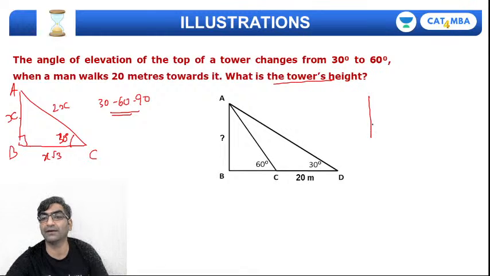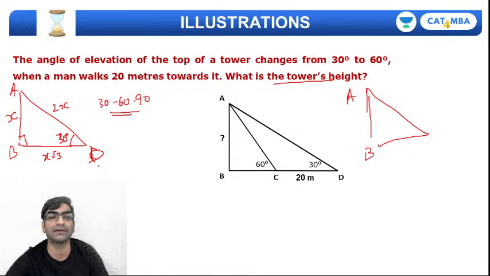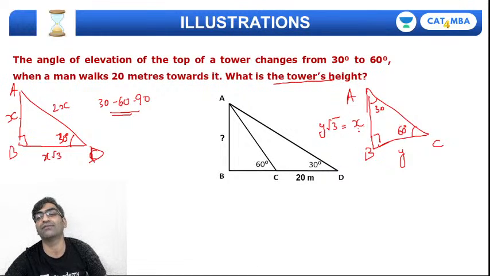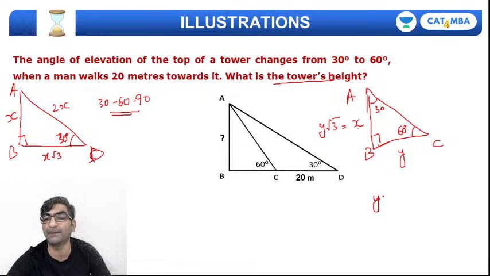Now go for the other triangle. This one was ABD. The other triangle I'll consider is ABC. In triangle ABC, again 90 degrees, you know the angle of elevation is 60 degrees. You still know AB is x. Now the side opposite 30 degrees is usually x, so let's say that is y. Then the side opposite 60 should be root 3 times that, y root 3. So we have y root 3 as x, which means y will be x upon root 3.